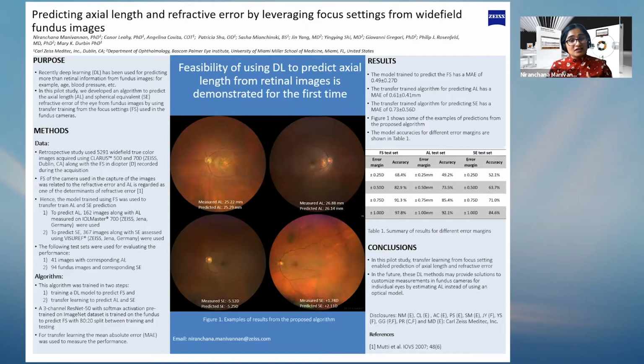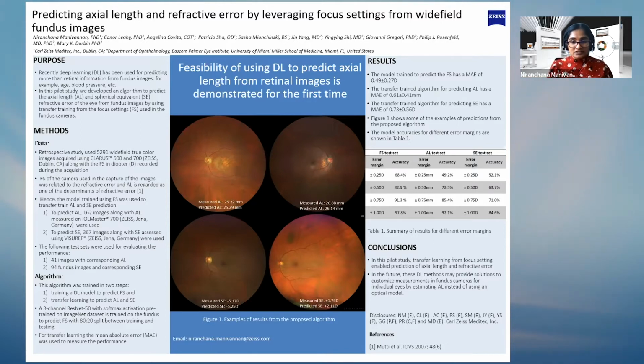The final results of the model show the model trained to predict the axial length has a mean absolute error of 0.61 plus or minus 0.41 millimeter. The results are shown in table 1. The transfer-trained algorithm for predicting the spherical equivalent had a mean absolute error of about 0.73 plus or minus 0.56 diopter. Figure 1 shows some of the results of the proposed algorithm.